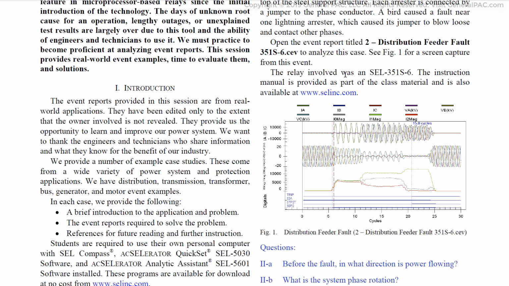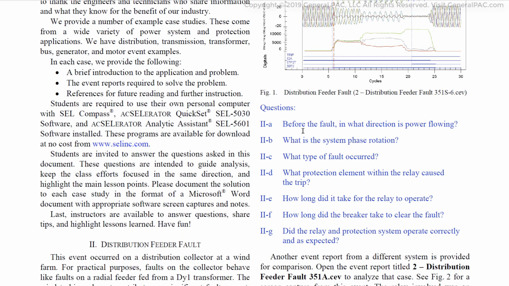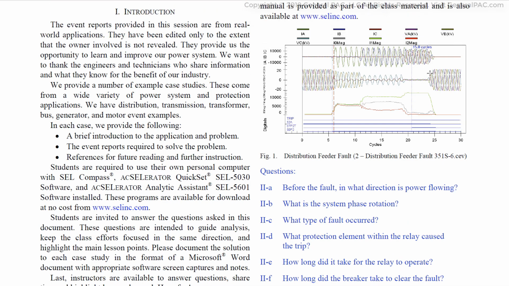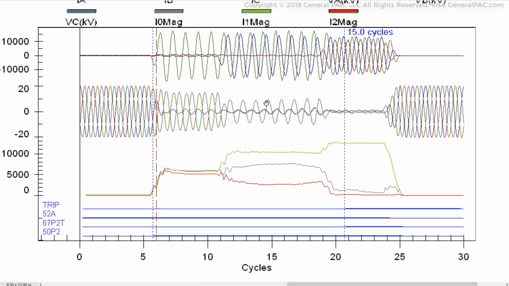And what we end up getting through the relays is this particular fault. The questions that the author asks are: before the fault, in what direction is power flowing? What is the power system phase rotation? What type of fault occurred? What protection element within the relay caused the trip? How long did it take for the relays to operate? How long did the breaker take to clear the fault? Did the relay and protection system operate correctly as designed? So let's go through and analyze this event and answer those questions one by one.